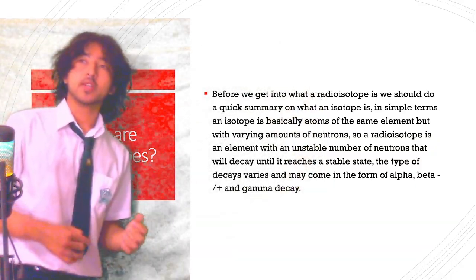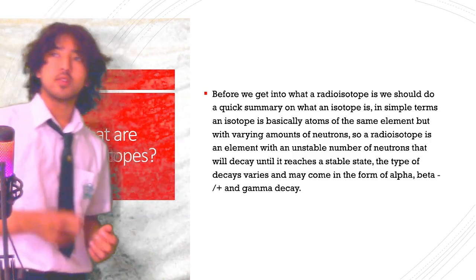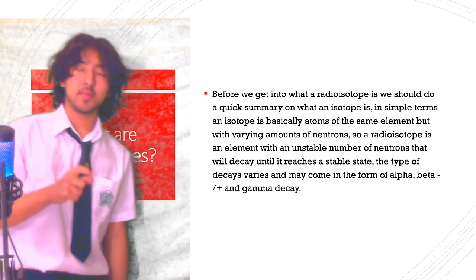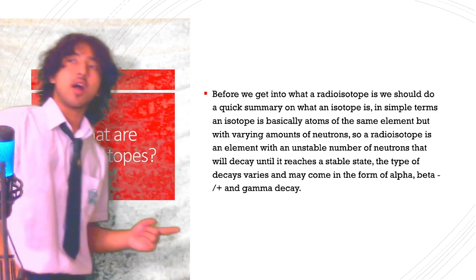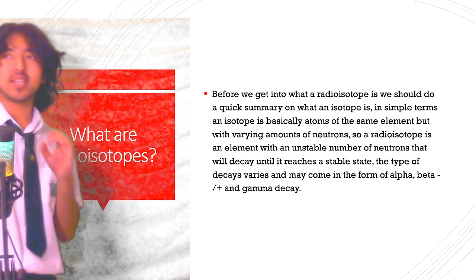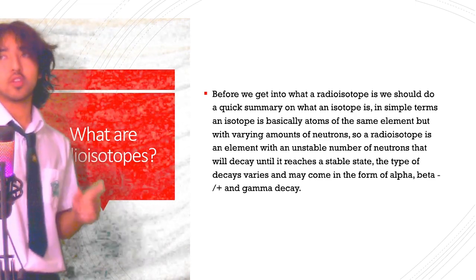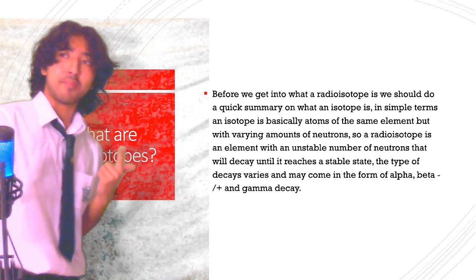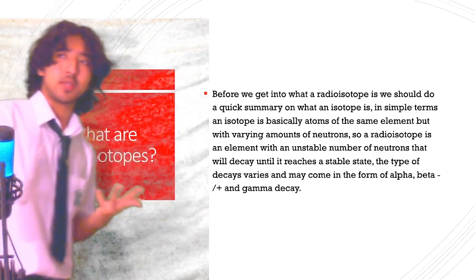A radioisotope is an isotope with too many neutrons in it and becomes unstable, causing it to decay into another stable state. For example, carbon 14. Carbon 14 is a radioisotope as it is unstable and it will decay into nitrogen 14. There are three forms of decay: alpha decay, beta minus and beta plus decay, and gamma decay.